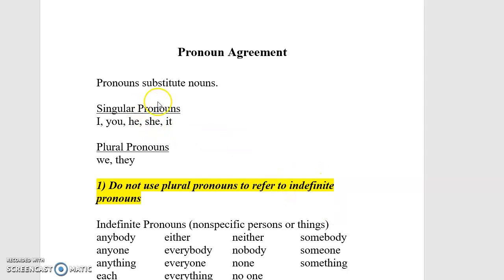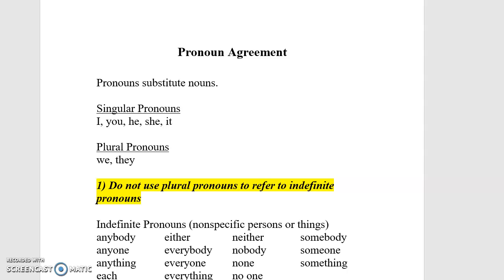Okay, so first of all, pronouns substitute nouns. There are 7 pronouns which you probably learned in elementary school. The singular pronouns are I, you, he, she, and it. The plural pronouns are we and they. Okay, and then there are 5 rules to pronoun agreement. So I'm going to start with the first rule.